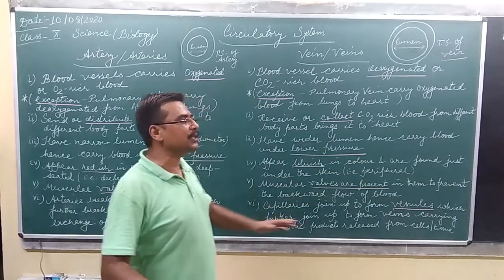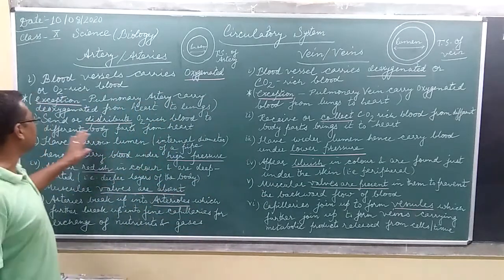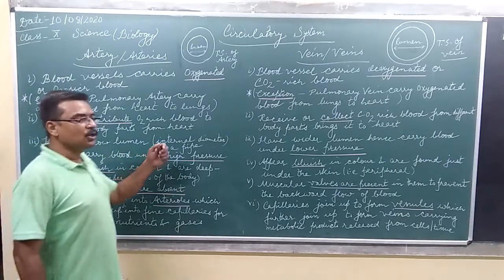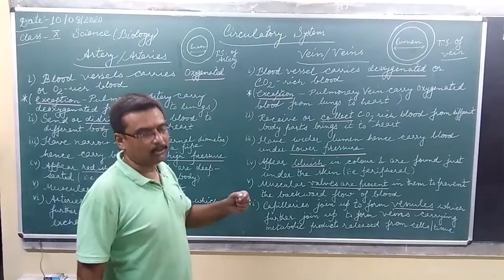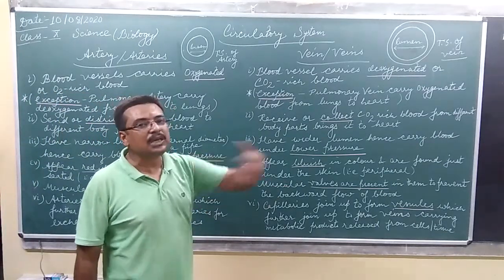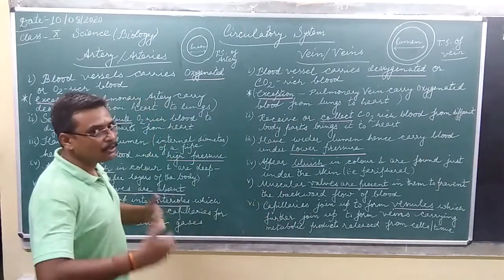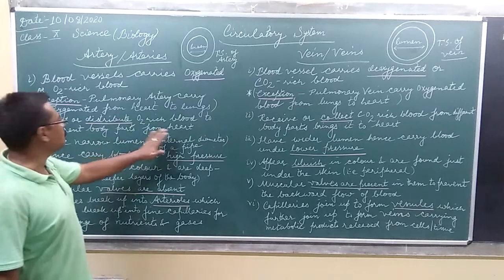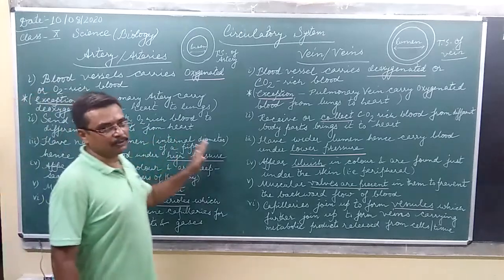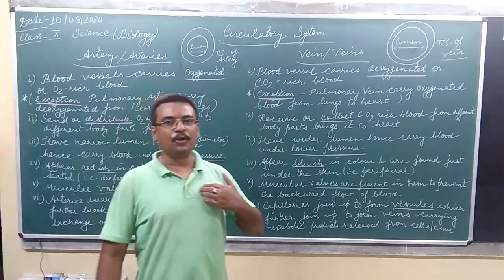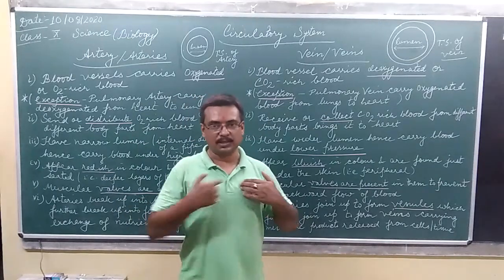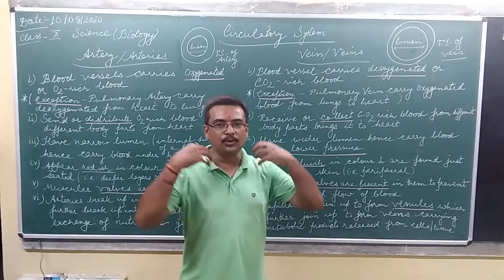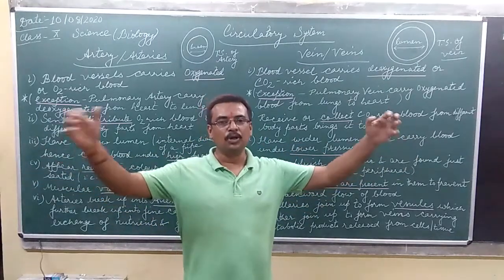Once again we move to the next point. Arteries are the ones which send or distribute O2-rich blood from the heart to the entire body. They arise from the heart and go to the different body parts, to the tissues or the cells.